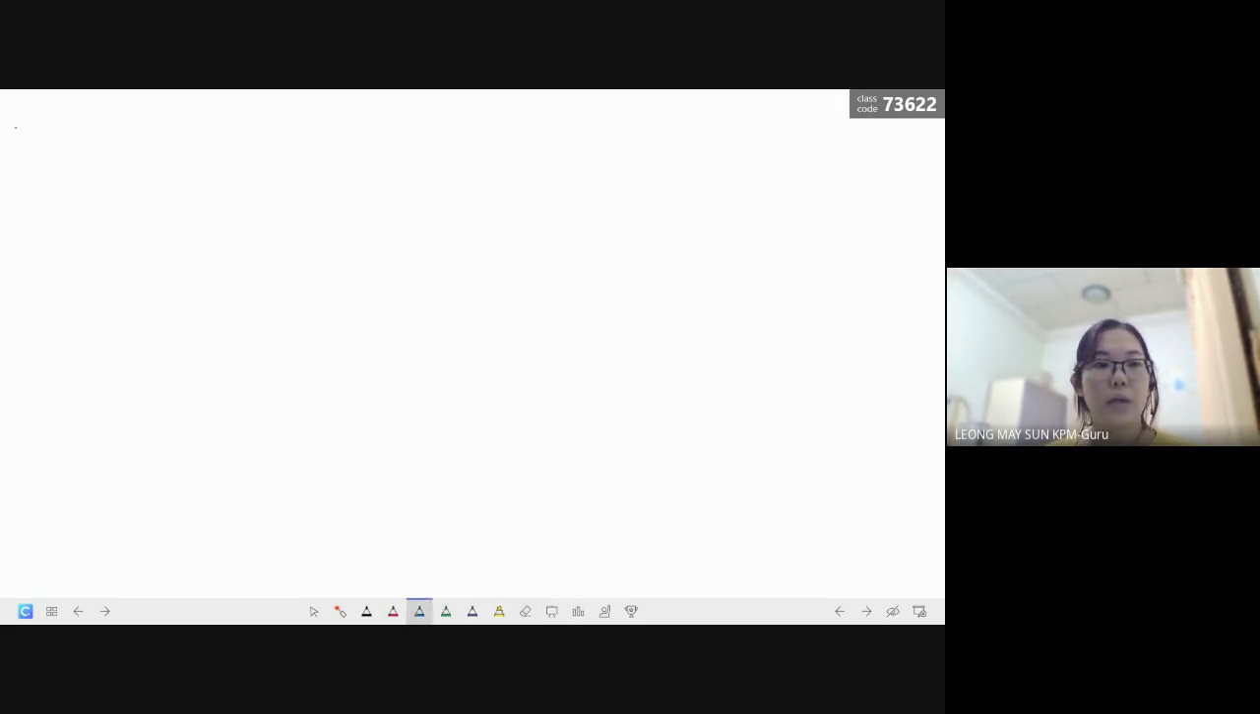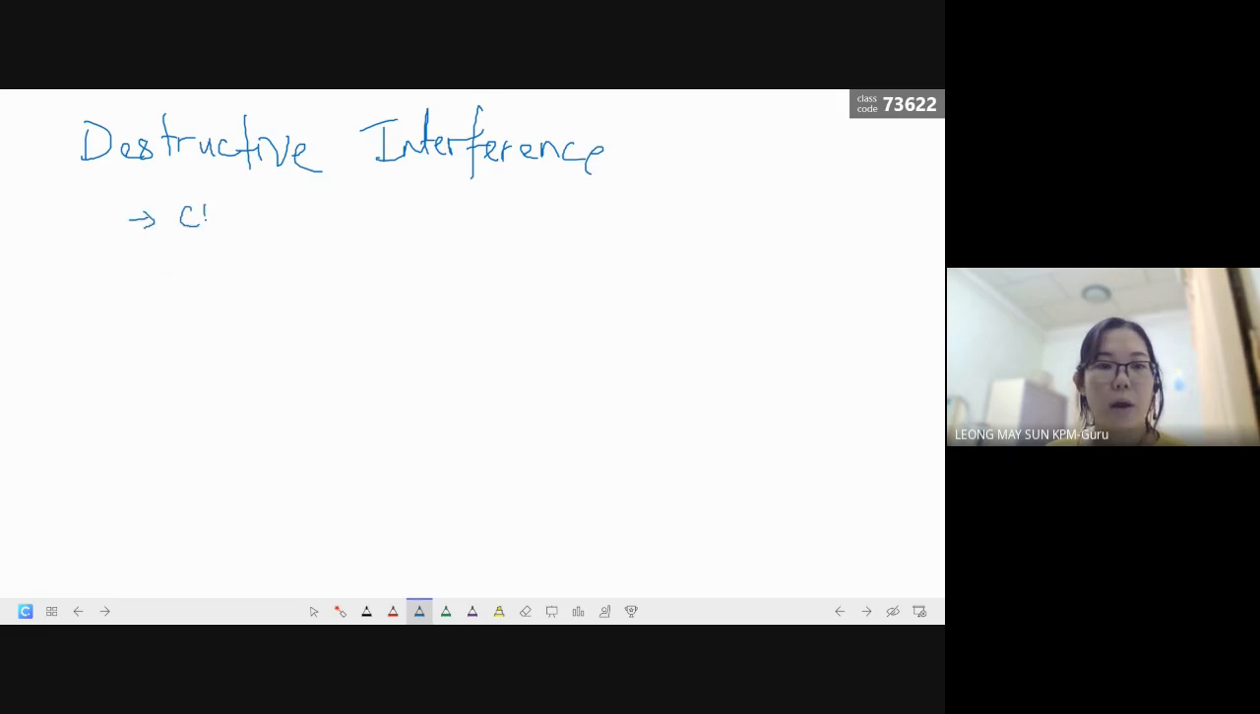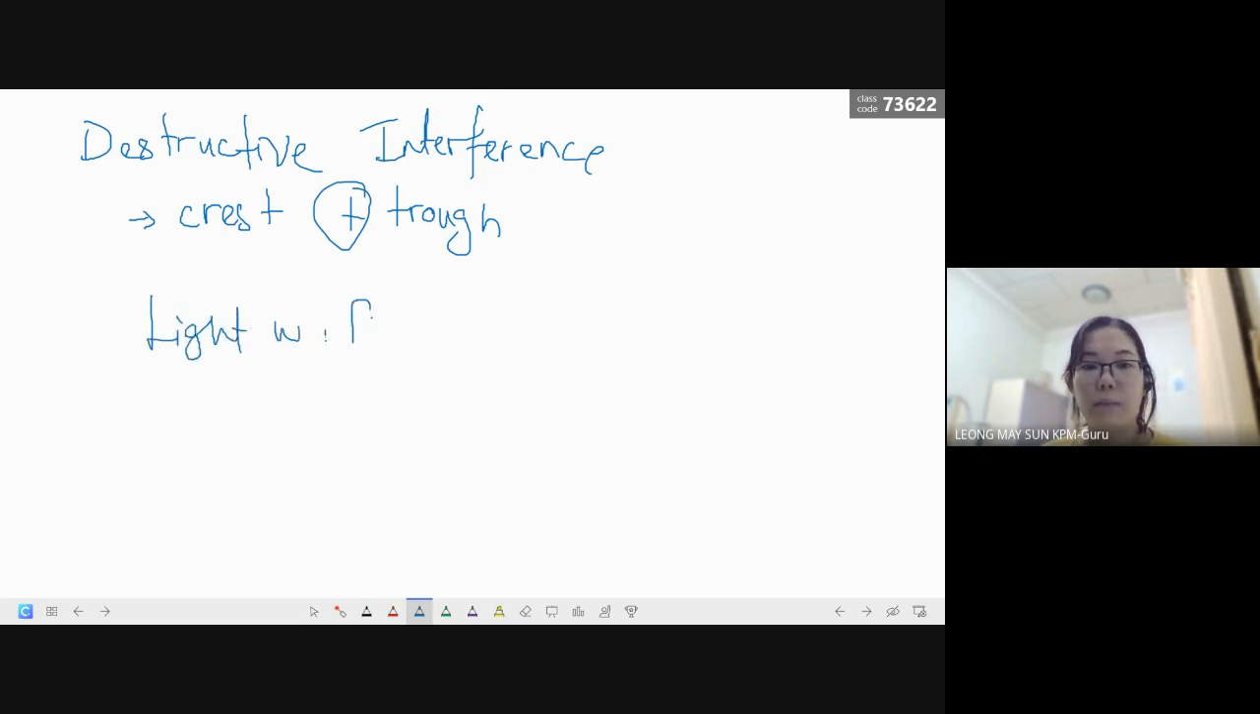In terms of destructive interference, a crest of one wave overlaps a trough of another wave. So for a light wave, it will become dim or dark.